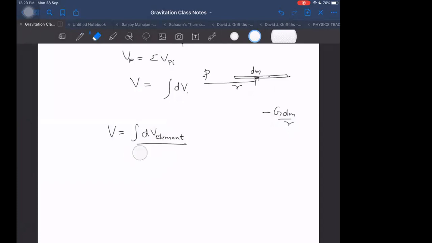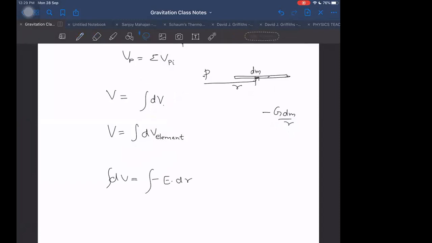This is one way, but there is another way also that uses this formula: minus integral of E dot dr. So how many formulas will I use? I will use these two. I will consider in one category only the upper two.